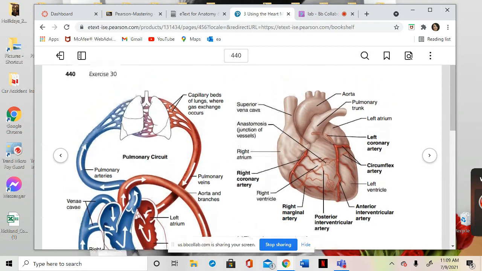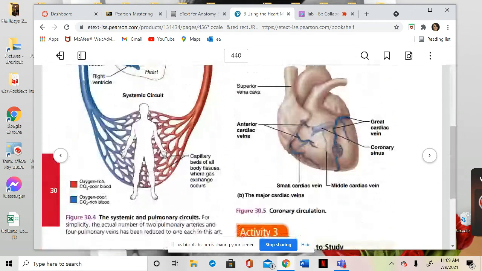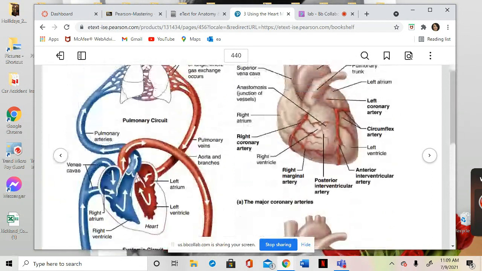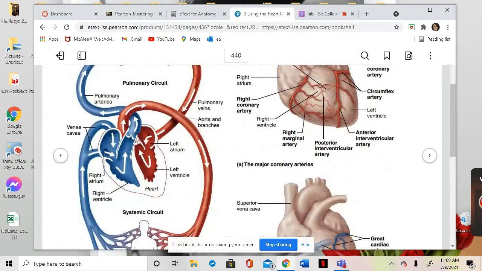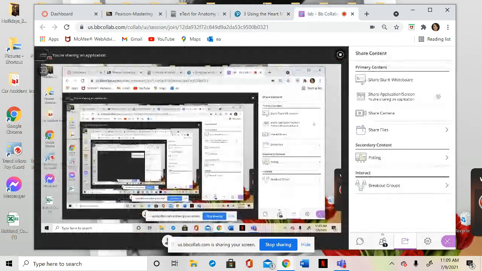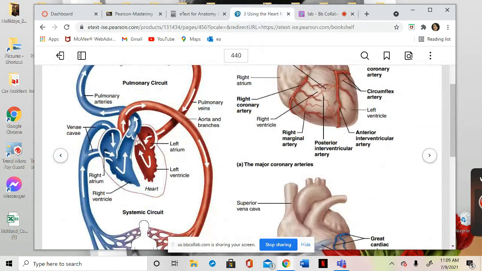So let's talk about the major arteries, because this is a thing. Even if I explain that, please go to the lectures. I did explain those very, very well in the lectures for the anatomy of the heart.